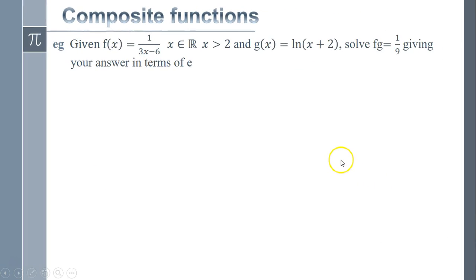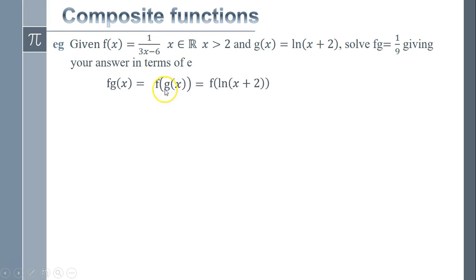Right, on we go. So quick example. Given those two functions, we've got f of x and we've got g of x, and we need to solve an equation. We're solving fg of x equals 1 over 9, and we're going to leave our answer in terms of e. So here we go. First thing we need is fg of x. So that's do g of x first and then put it into f of x. So g of x is ln x plus 2. And that's got to go into f.